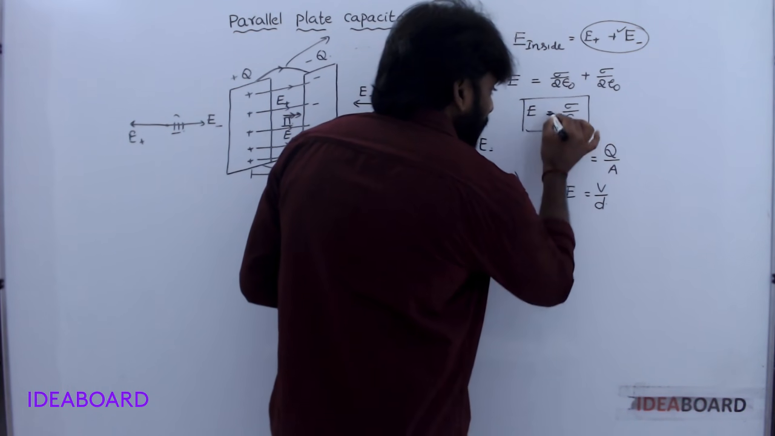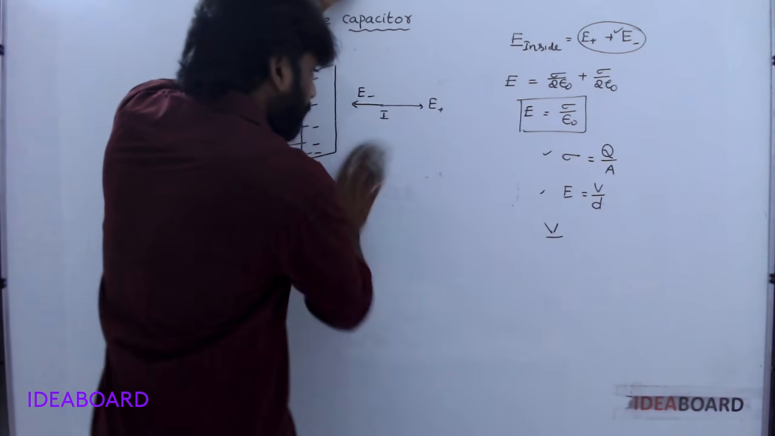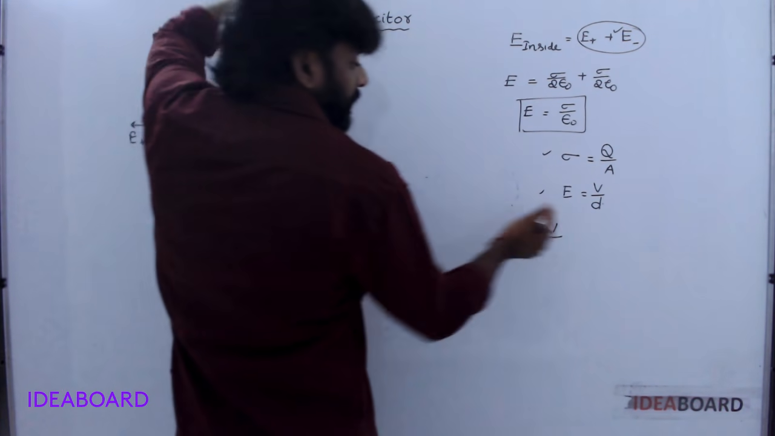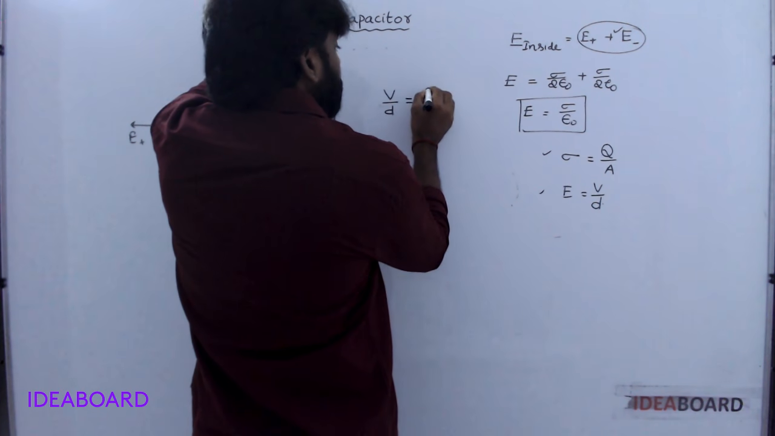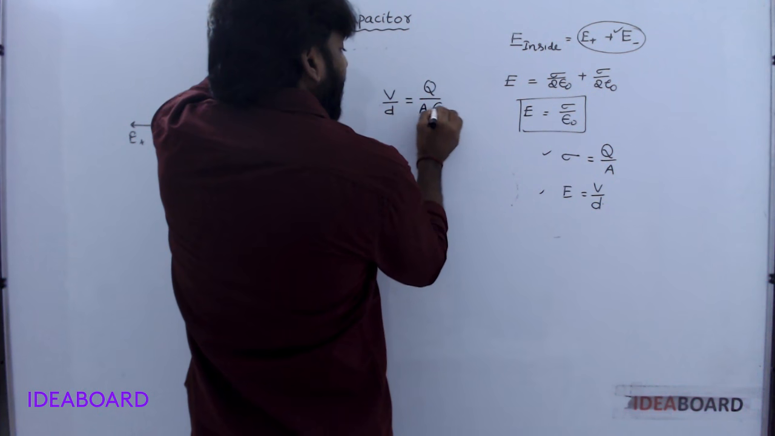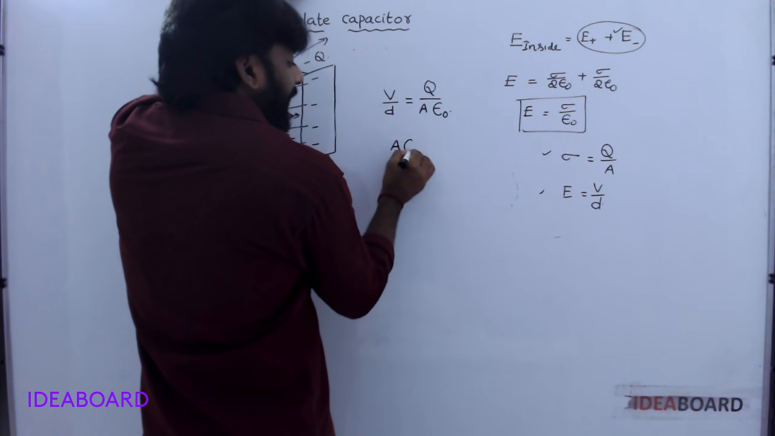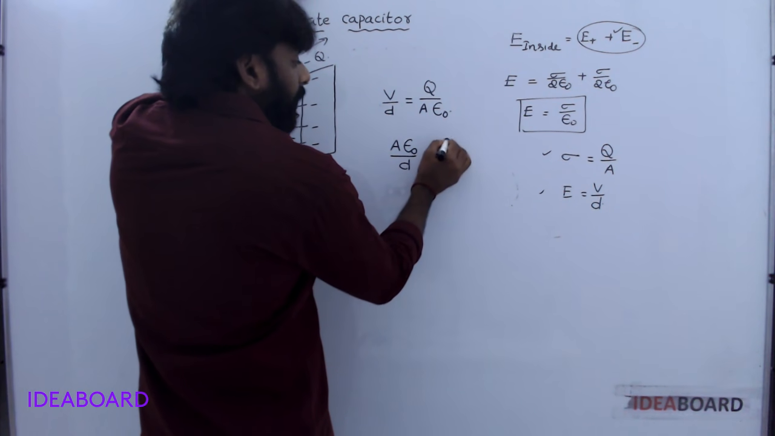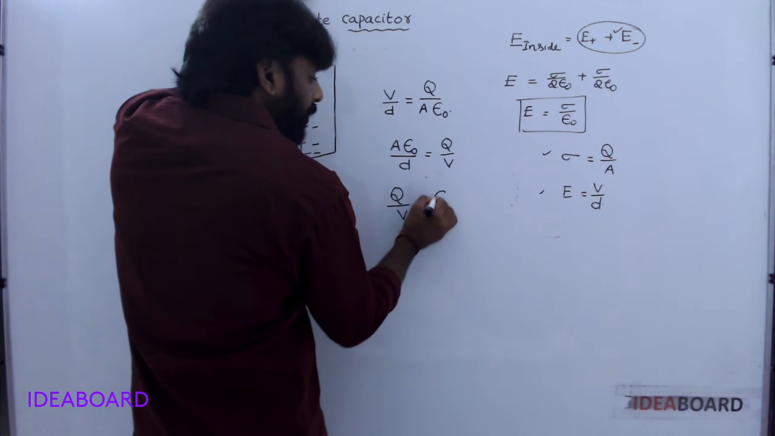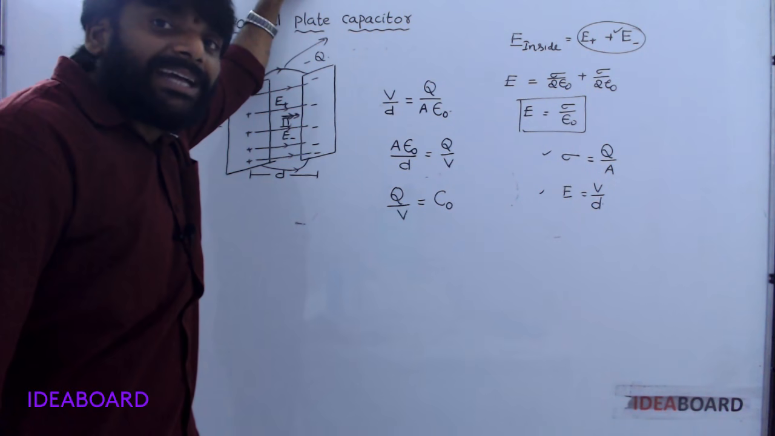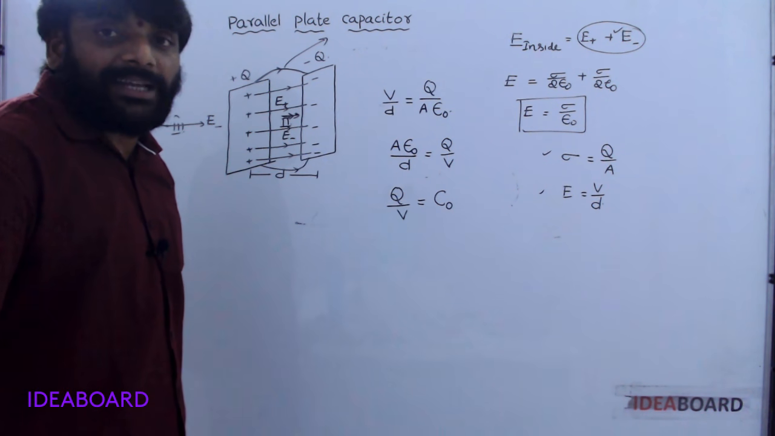These two values are substituted here. V by D is equal to sigma, which means Q by A epsilon naught. A epsilon naught is taken to this side: A epsilon naught by D is equal to Q by V. Q by V is equal to C naught. C naught means the capacitance of a parallel plate capacitor. Understood? C naught is nothing but a capacitance.